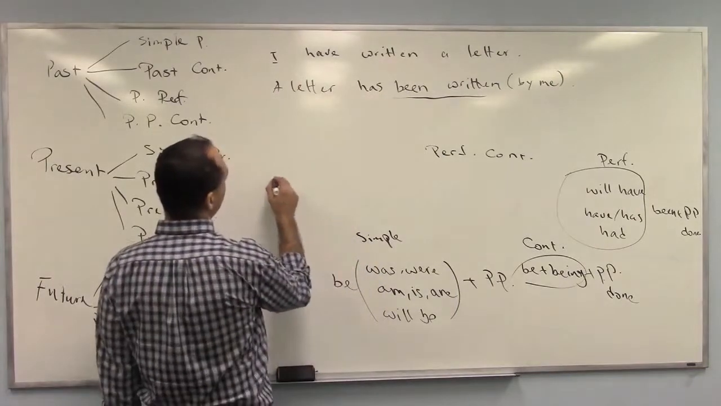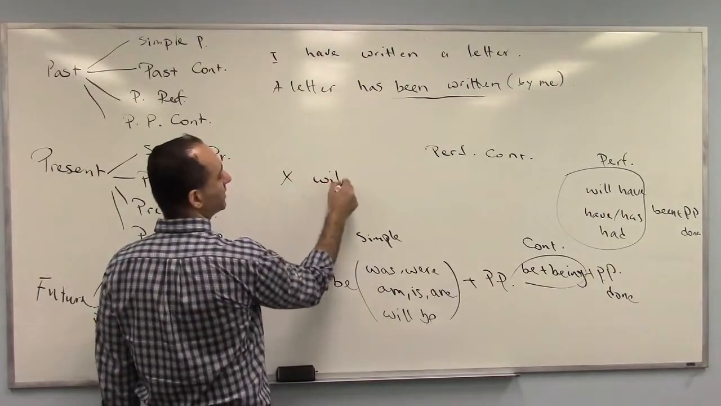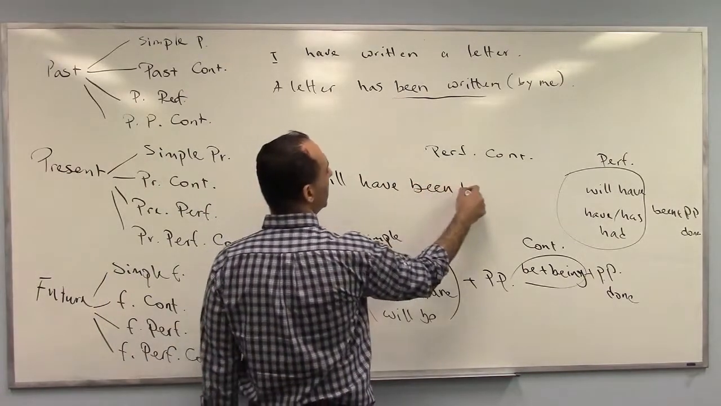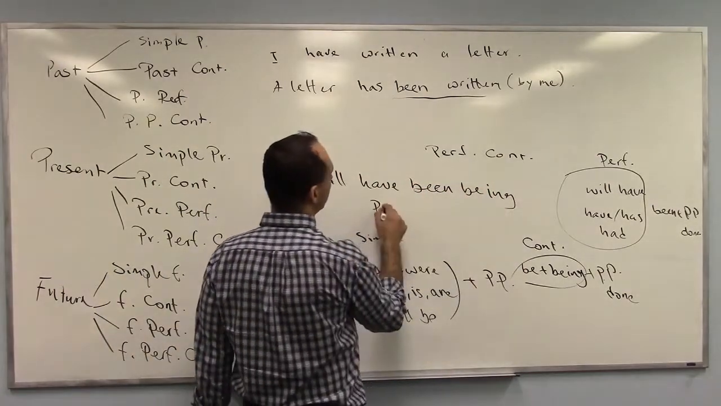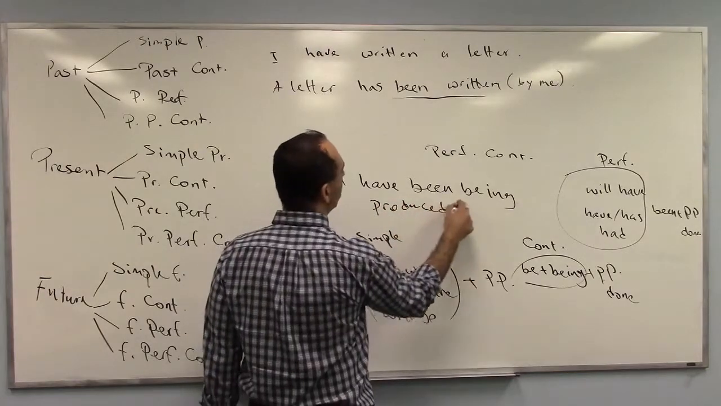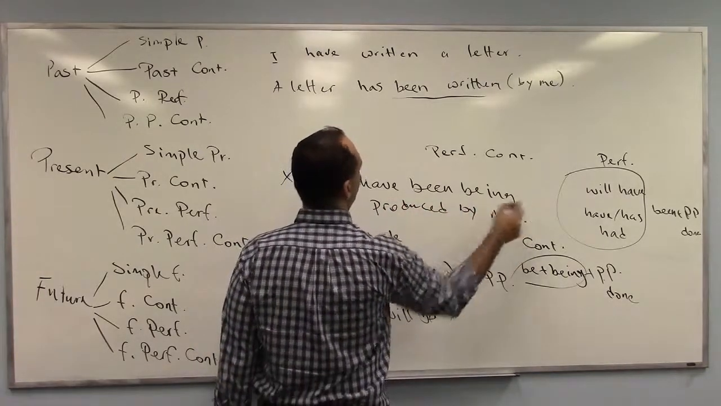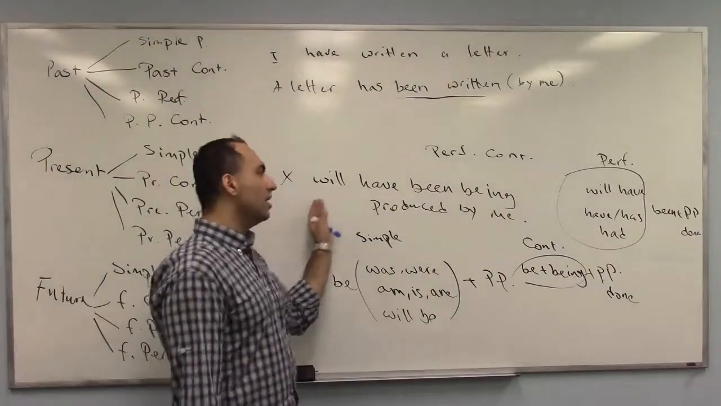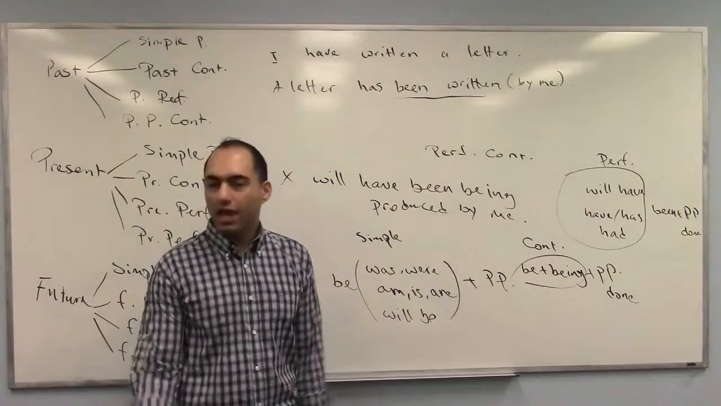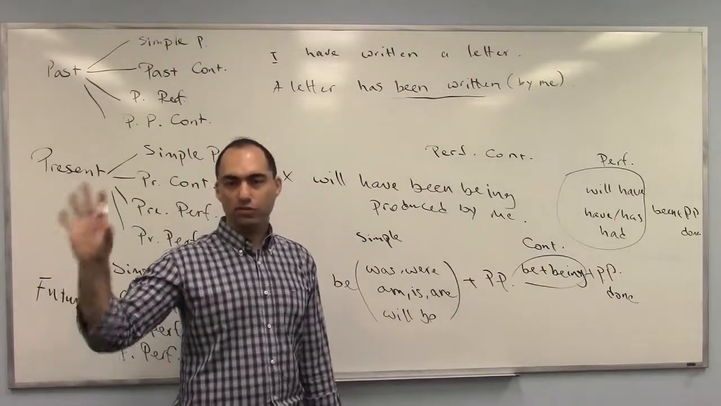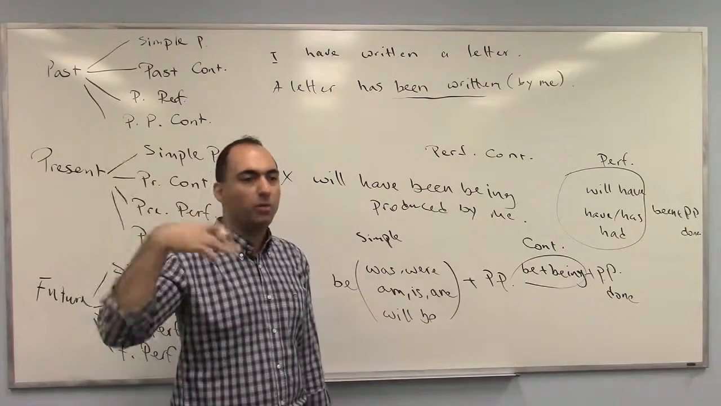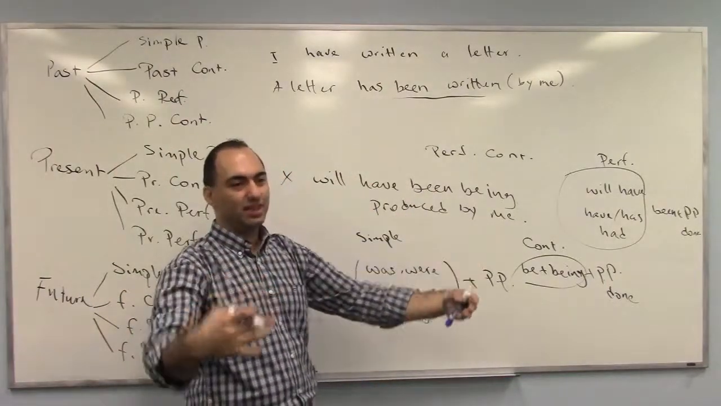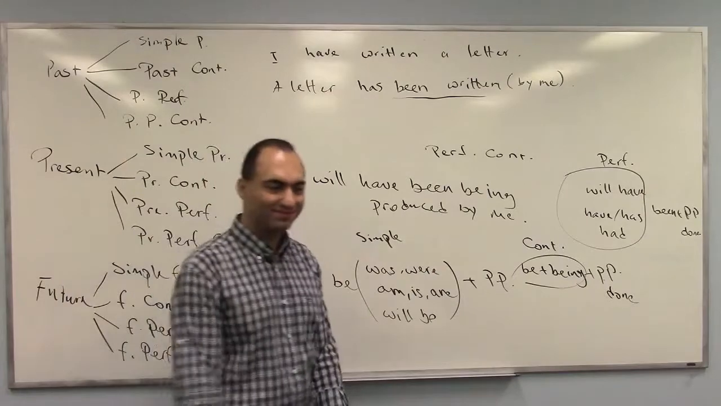A lot of stupid sentences will have been being produced by me. Very proudly. A lot of stupid sentences will have been being produced. It will have been produced, future perfect. It means I will have produced. I will have been producing, will have been being produced.